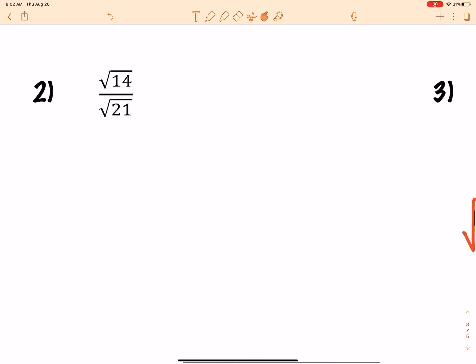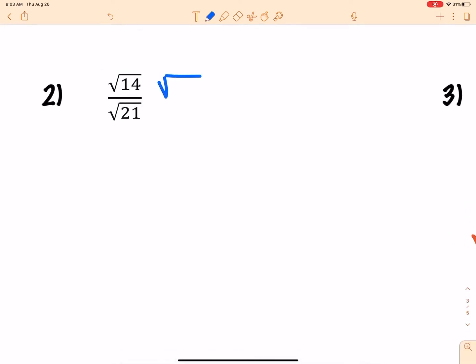All right, number 2, rad 14 over rad 21. Okay, so let's do rad 21 times rad 21. Just kidding, that would be terrible, right? So what I want you to notice is that they're both underneath the radical. So if they're both underneath the radical, let's just simplify that. So the square root of 14 and 21 have 7 in common. So I can actually reduce this to a new problem. Divide each of those numbers by 7. We'll get square root of 2 over square root of 3.